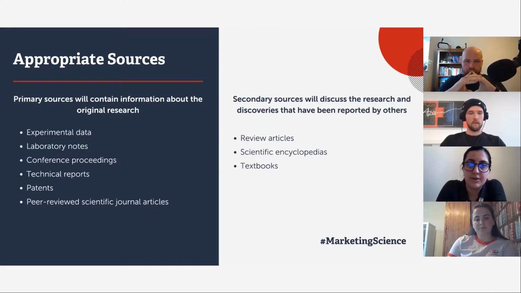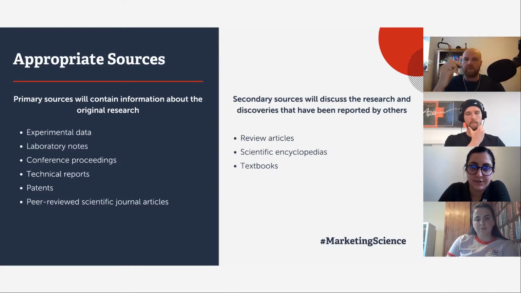So a really important aspect in both scientific writing and scientific journalism is the type of sources that you use to get your information from, aside from whether you're presenting your own research or not, especially in scientific writing. So typically these sources are divided into two categories as either primary or secondary sources. So primary sources will typically provide information on the original research. So that can be in the form of experimental data, laboratory notes, presentations that have been given at professional conferences, technical reports, patents, as well as peer-reviewed scientific journal articles.